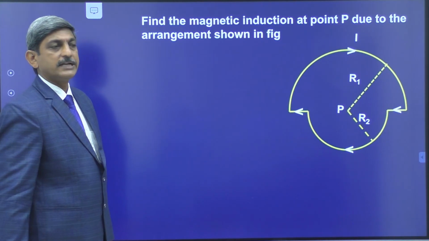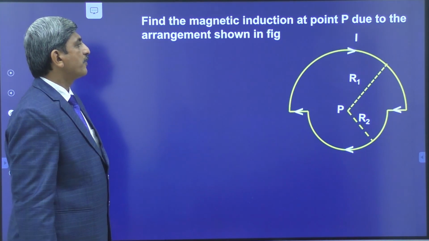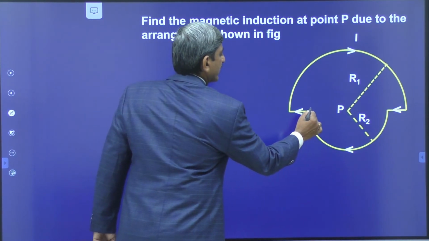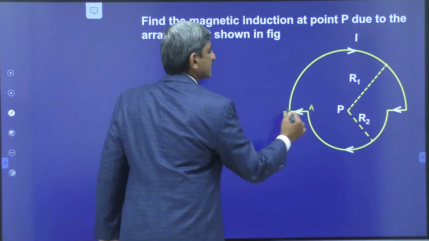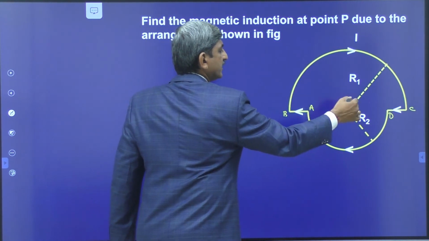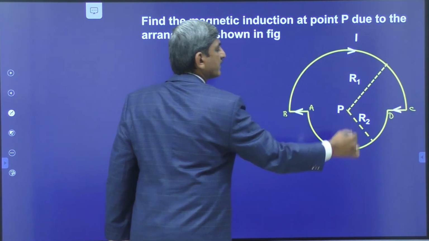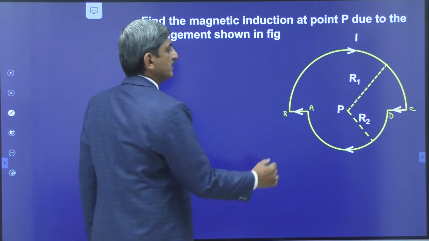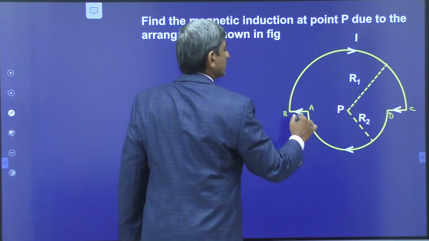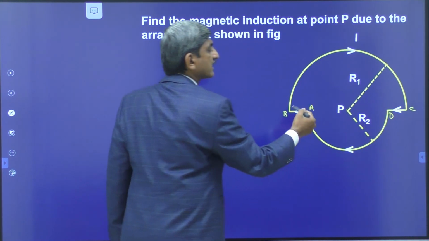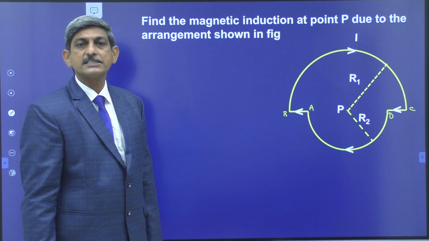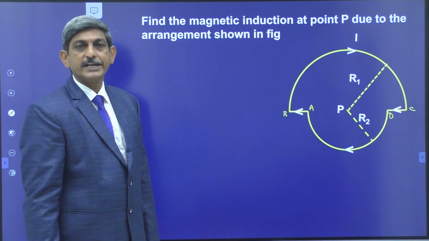Come to another model. Find the magnetic induction at point P due to the arrangement shown in the figure. Here the given arrangement is also marked as A, B, C, D, and due to this A, B, C, D, A, also we want to determine the magnetic induction at point P. See here, AB is a straight portion, CD is also a straight portion, but BC and DA are semicircular arcs. We know that for a semicircular arc, the angle subtended at the center is equal to 180 degrees.